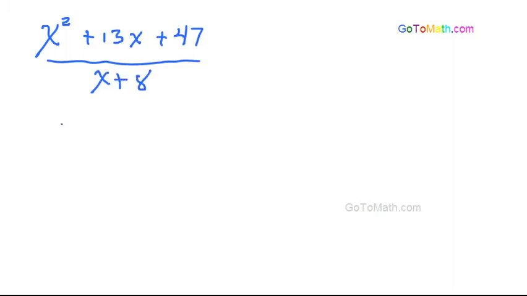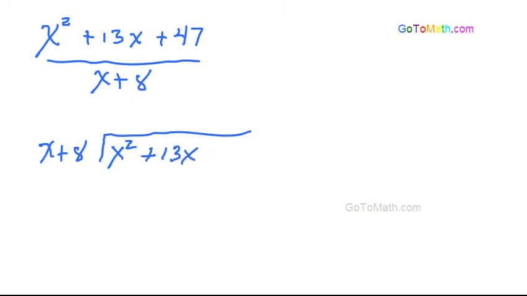Alright, so we'll take our divisor, write it out over here, and then we take our dividend and write it inside. Notice we won't need any placeholders here. We got an x squared, x to the first, and x to the zero, I guess technically you could say, and plus 47. Alright. So x goes into x squared, you're left with an x.